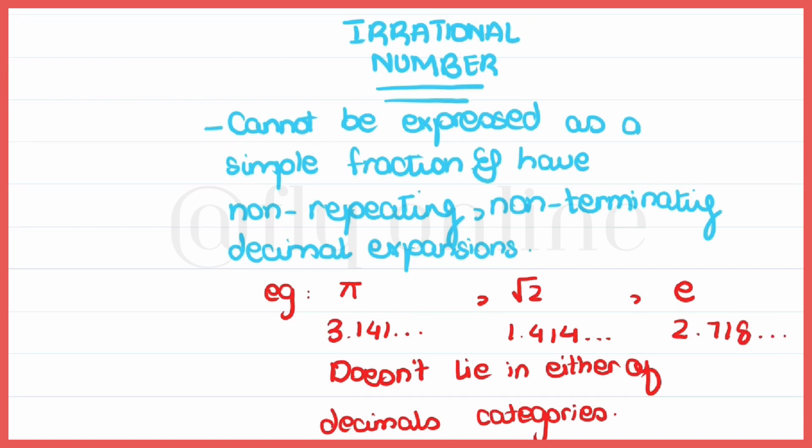Over here we can see that we don't have a finite number of digits after a decimal point. Neither do we have a series of numbers that is repeating itself again and again. So our irrational numbers don't lie in either of the categories of decimals.